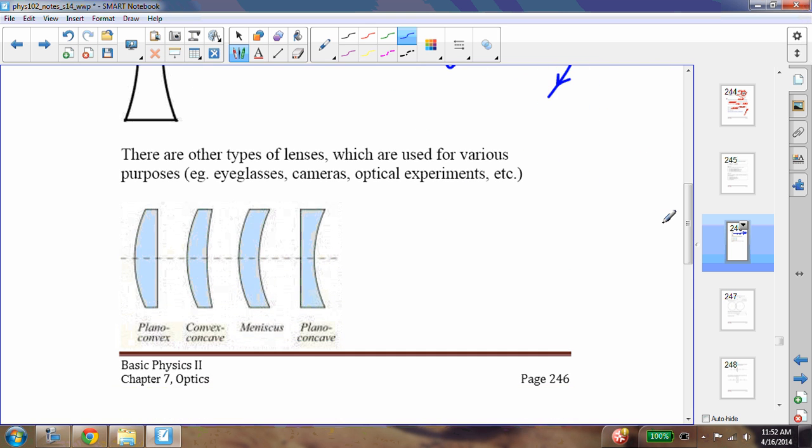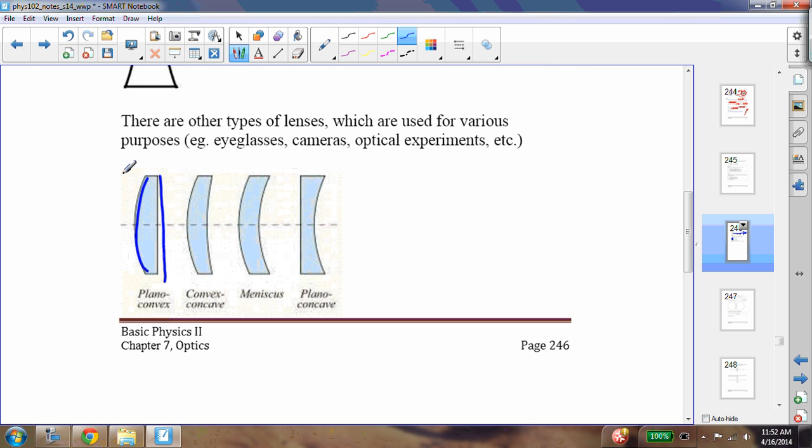There are other types of lenses. I show them here. They're used for various things, various types of glasses, cameras, and optical experiments. And they have different shapes. Most of them are fairly obvious, like this is a plano-convex. It's a plane on one side and convex on the other. Here is a convex concave. So it's convex on this side and concave on this side. This is a similar shape. It's a meniscus, and then this is a plano-concave. So it's concave here, and then planar on this side.